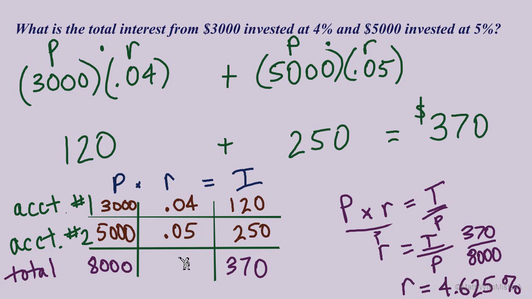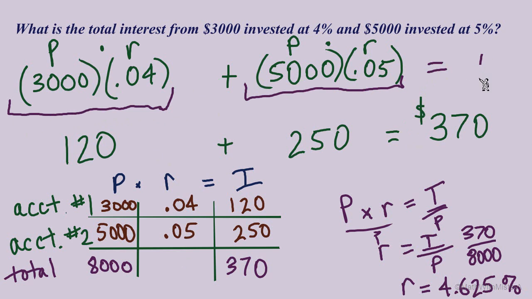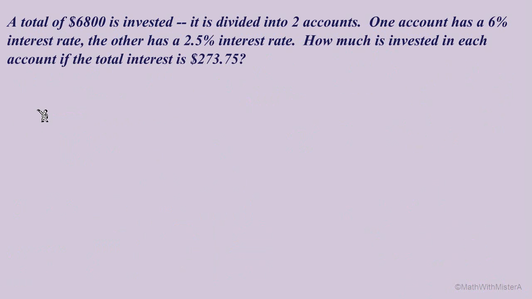Now we may look at another table in one of our future problems, but for the most part we're going to just set up an equation where we think of each individual term being made up of the principal and the interest rate for that particular account. And when we add those up, we can find the total interest. Let's take a look at our next example.